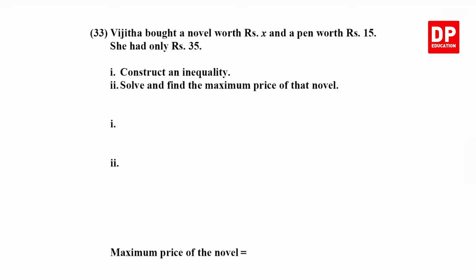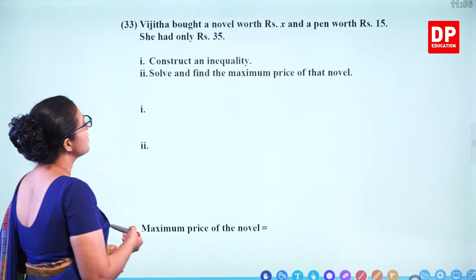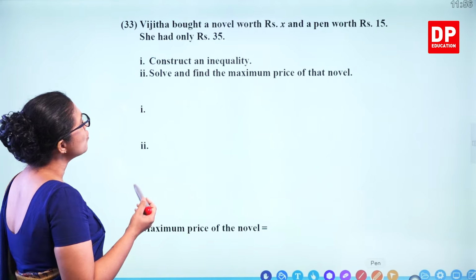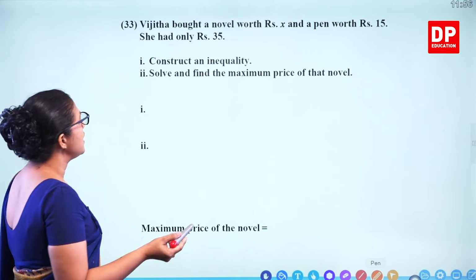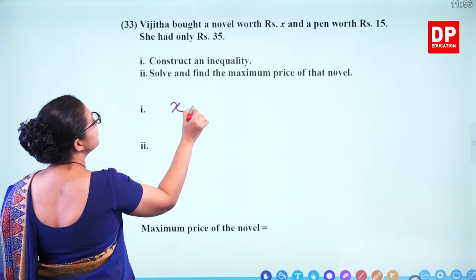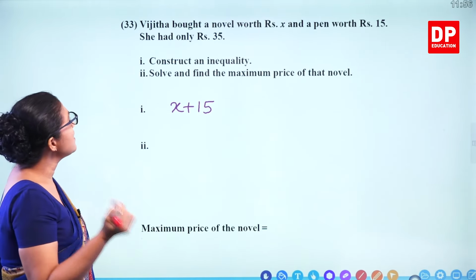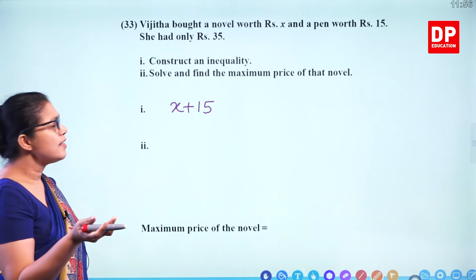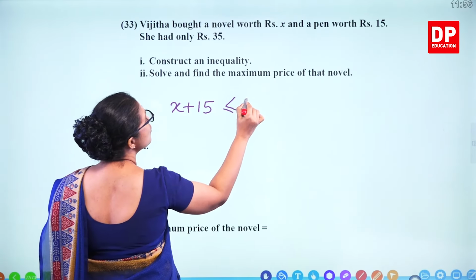Vijita bought a novel worth x rupees and a pen worth 15 rupees. She had only 35 rupees. Construct an inequality. So what's the total price? x and 15, x plus 15. So that amount should not be more than 35, otherwise she can't pay that amount. So here this should be less than or equal to 35.